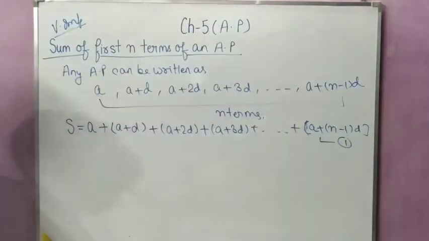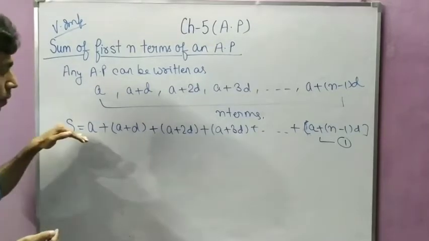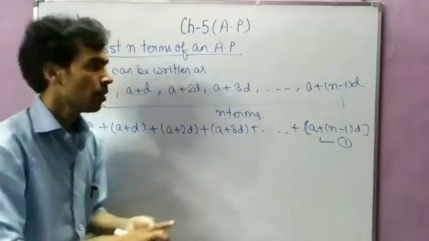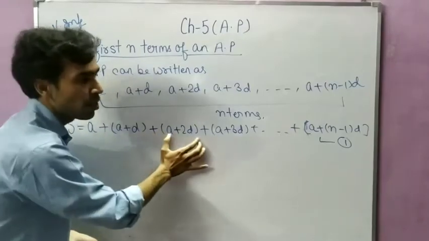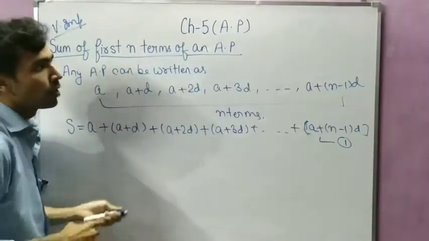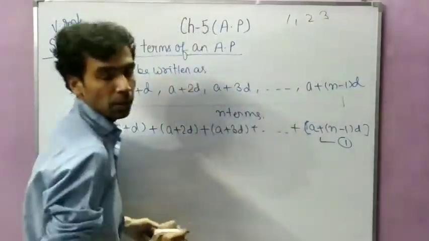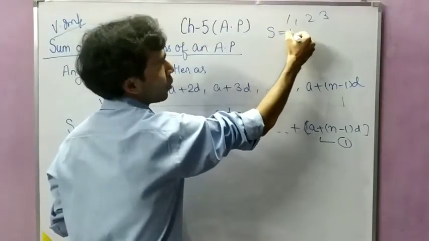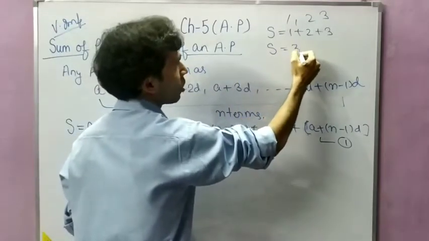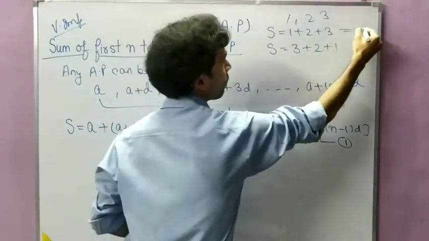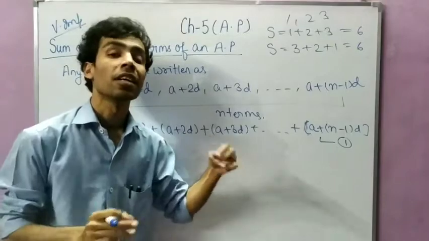Suppose it is equation number 1, student. Now what do you do? First you have written the terms from the starting, now you reverse the terms. In the first case, the first term was a, the second term was a plus d, the third term was a plus 2d. Now suppose you have to add three numbers, 1, 2, 3. Their sum can be written as S equal to 1 plus 2 plus 3. It can also be written as 3 plus 2 plus 1, because both give the same value. Changing the order will not affect the sum.